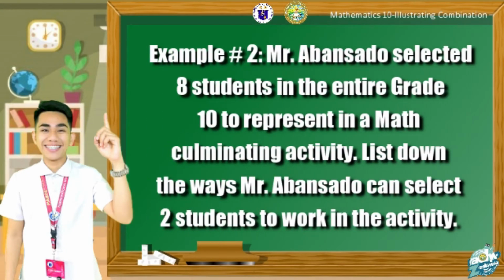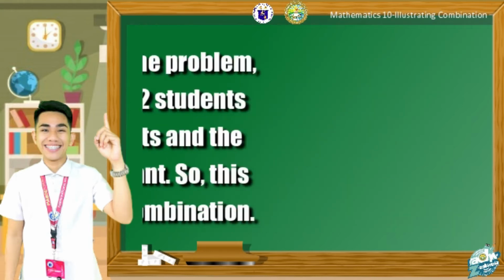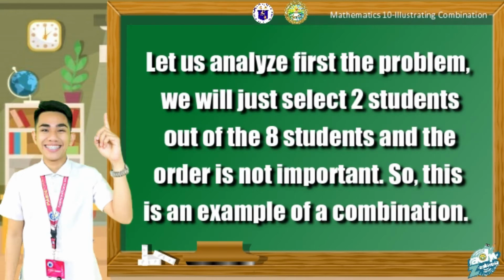Example number 2. Mr. Avanzado selected 8 students in the entire grade 10 to represent in a math culminating activity. List down the ways Mr. Avanzado can select 2 students to work in the activity. Let us analyze first the problem. We will just select 2 students out of the 8 students, and the order is not important. So, this is an example of a combination.